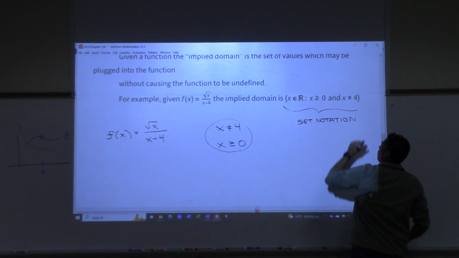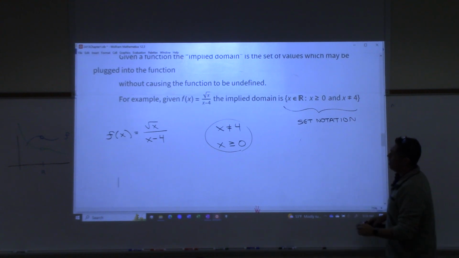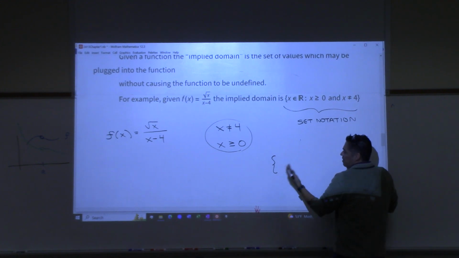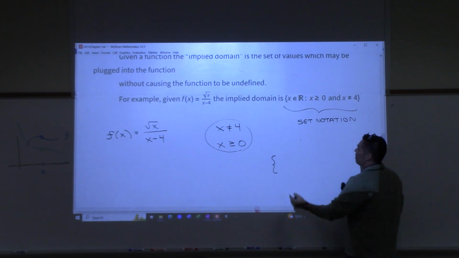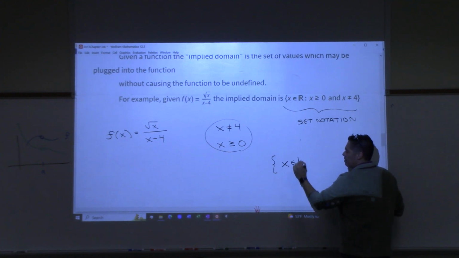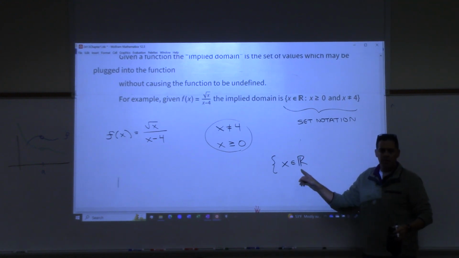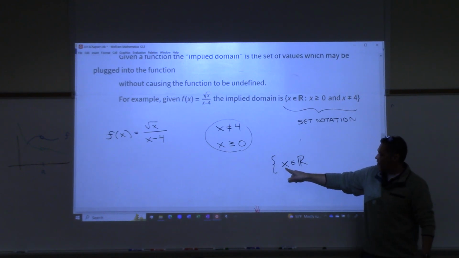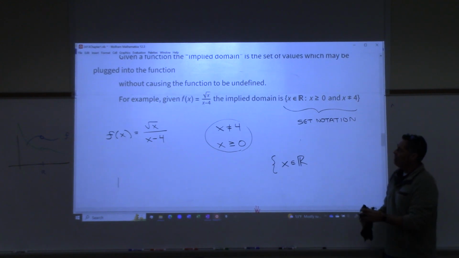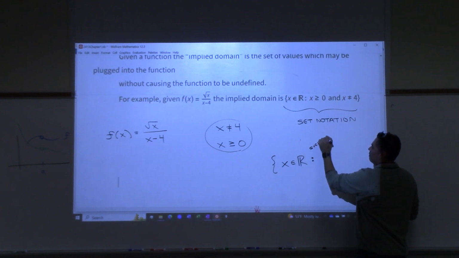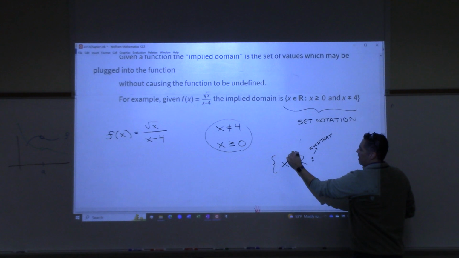So let me explain how this set notation is read. This brace says, okay, we have a set. And what's in this set? It's like a bucket, okay? What's in the bucket are these values of x, and these values of x are elements of the real numbers. So they're basically numbers on the number line, okay? And then I have a colon. The colon means such that. And this means element of.